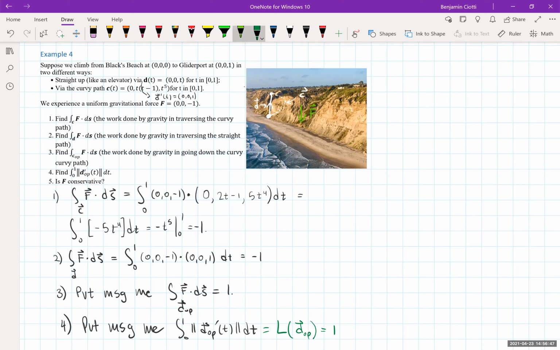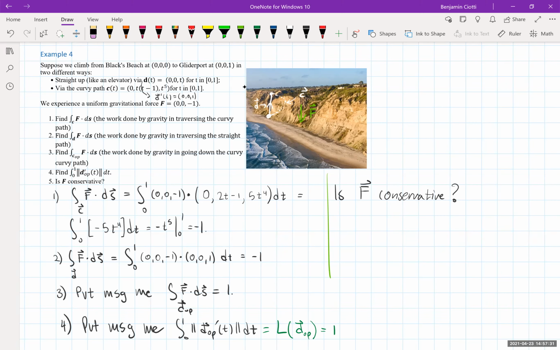Finally, is F conservative? It seems like it's conservative because we got the same answer for paths 1 and 2. That just means those 2 happen to get the same number. That doesn't prove that it's conservative, though. So the results thus far suggest it is. Is there a way that we could know?